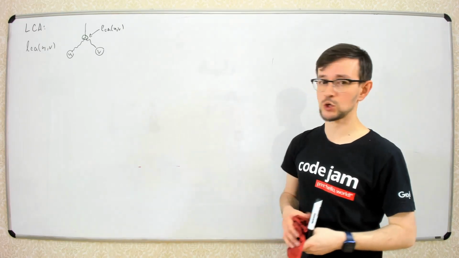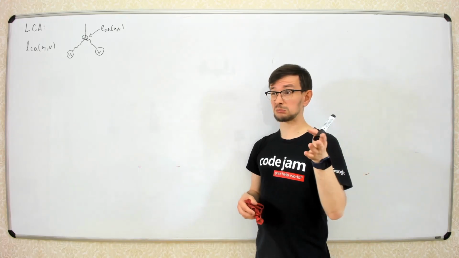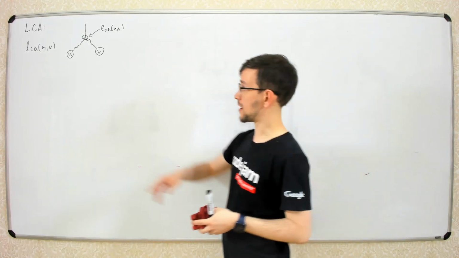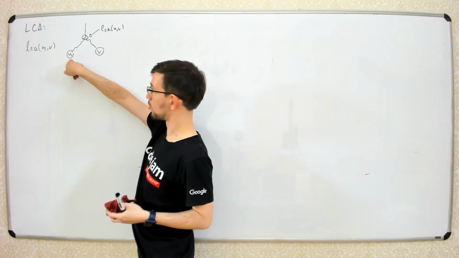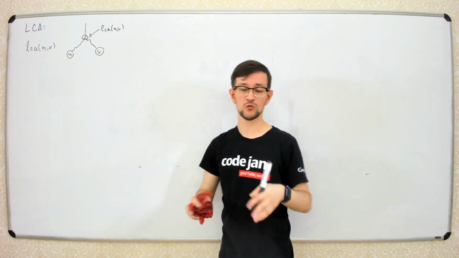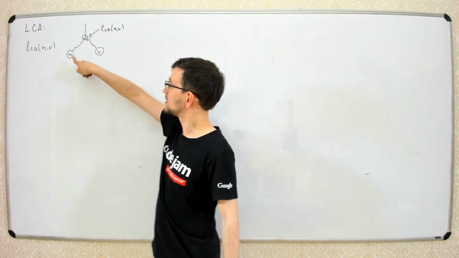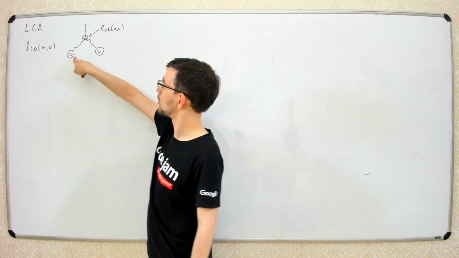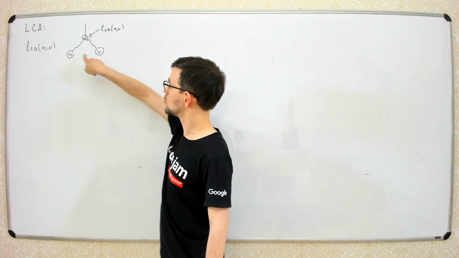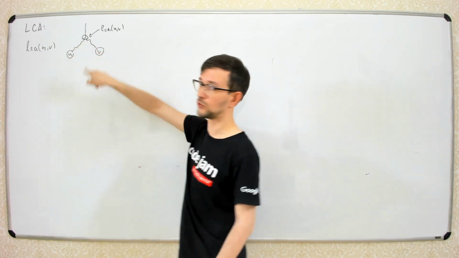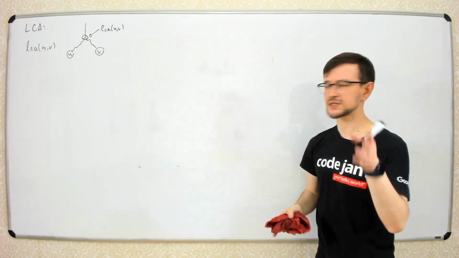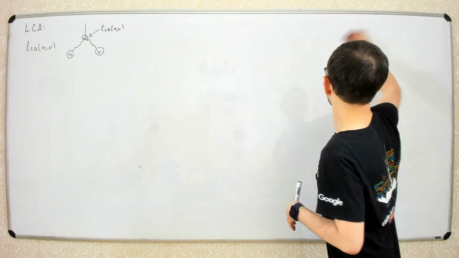Usually it happens when you want to calculate something on a path from U to V. Like if you want to find the distance between U and V, you find this LCA and then split your path from U to V into two paths. When you go from U to V, you go from U to the LCA and then from the LCA to V. We discussed it a few lectures ago.